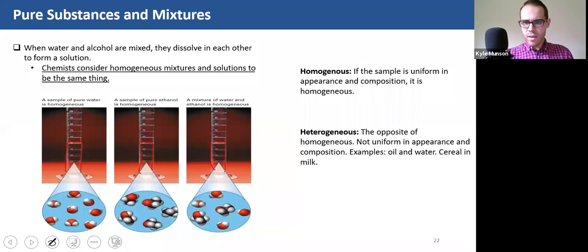Well, if a sample is uniform in appearance and composition, we define that as homogeneous. So all of these samples would be examples of homogeneous mixtures. When I look at it, I don't see any variations in composition or appearance, so it's homogeneous. The opposite is true of something that's heterogeneous. It's not uniform in appearance and composition.